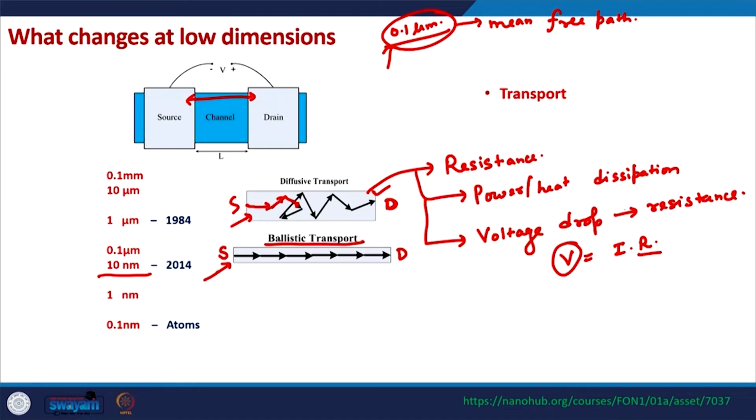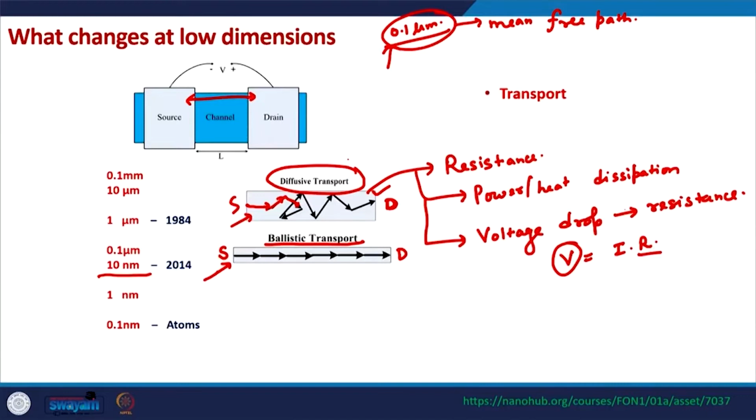Ballistic essentially means bullet-like transport, or without any collision in the channel, directly from the source to the drain. The transport where the electron undergoes many collisions in the channel, or the transport that happens in bulk devices, is known as diffusive transport. But in many modern-day devices, the transport is no longer diffusive transport.